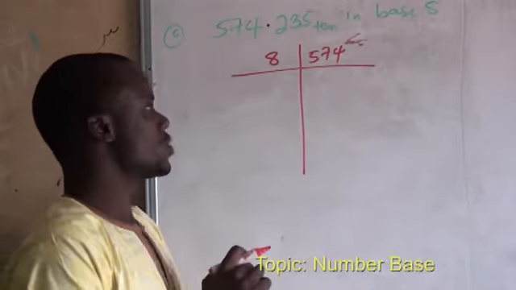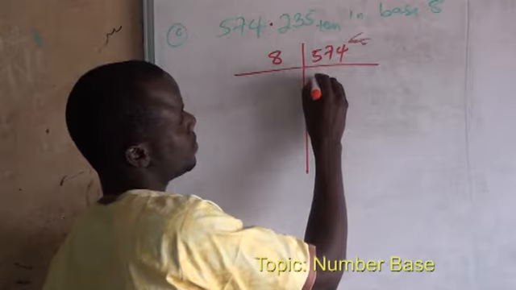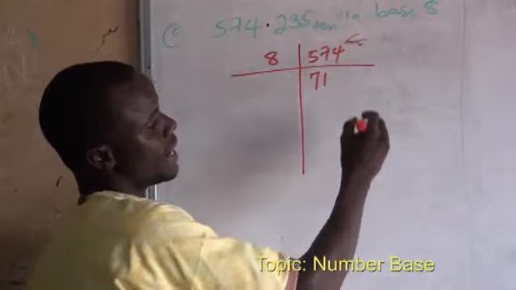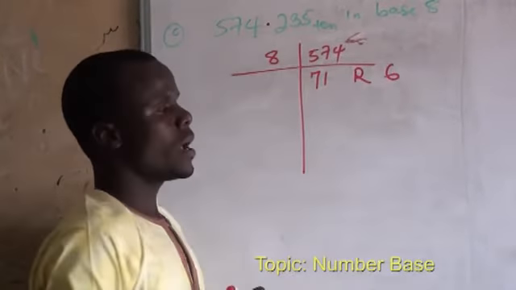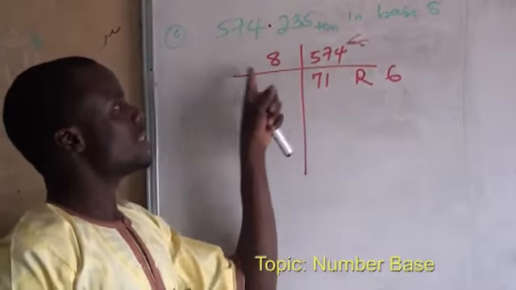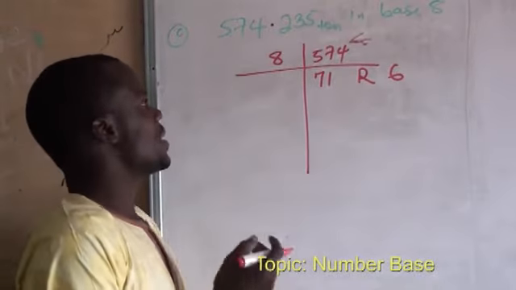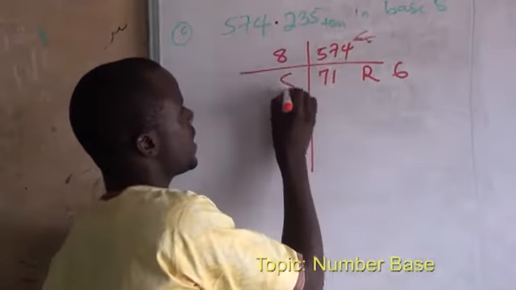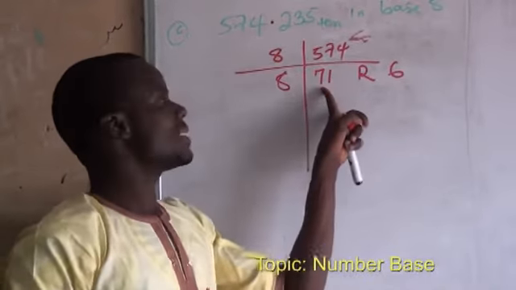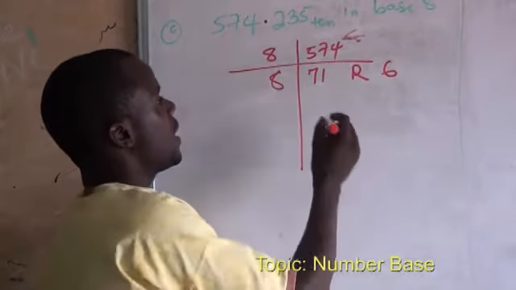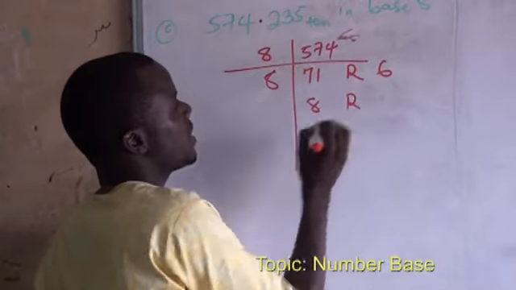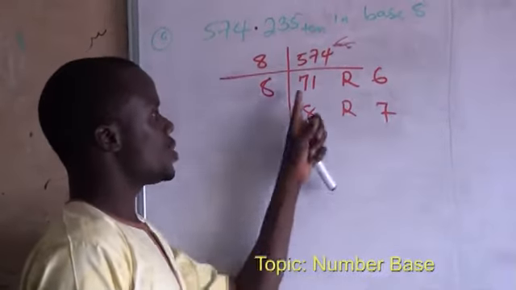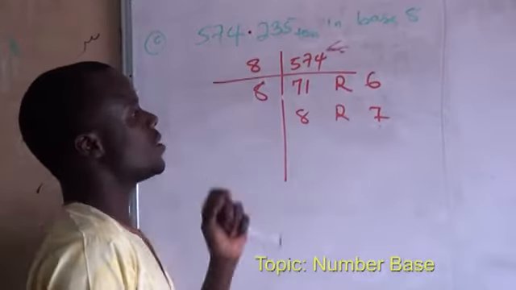574. It goes 71 times, with a remainder of 6, because 71 times 8 gives you 568. So it will have a remainder of 6. Then here we say 8. 8 into 71 goes 8 times, then we have a remainder of 7, because 8 times 8 is 64, and 64 out of 71 leaves a remainder of 7.